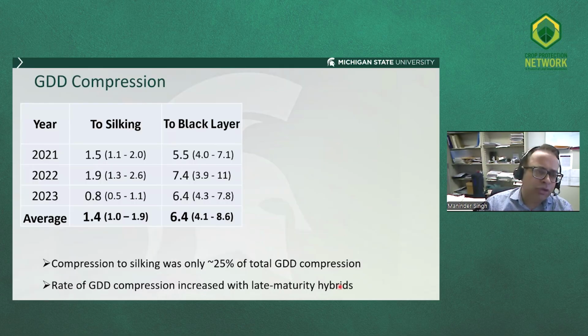So in terms of overall numbers, here is some data to give you some ideas. The average is about 1.4 from planting to silking, but 6.4 from planting to black layer. So most of the compression we are seeing is occurring after silking, right? Only about 25% until silking, and the rest from silking to black layer, right? The reasons behind this, I think we're still trying to understand.